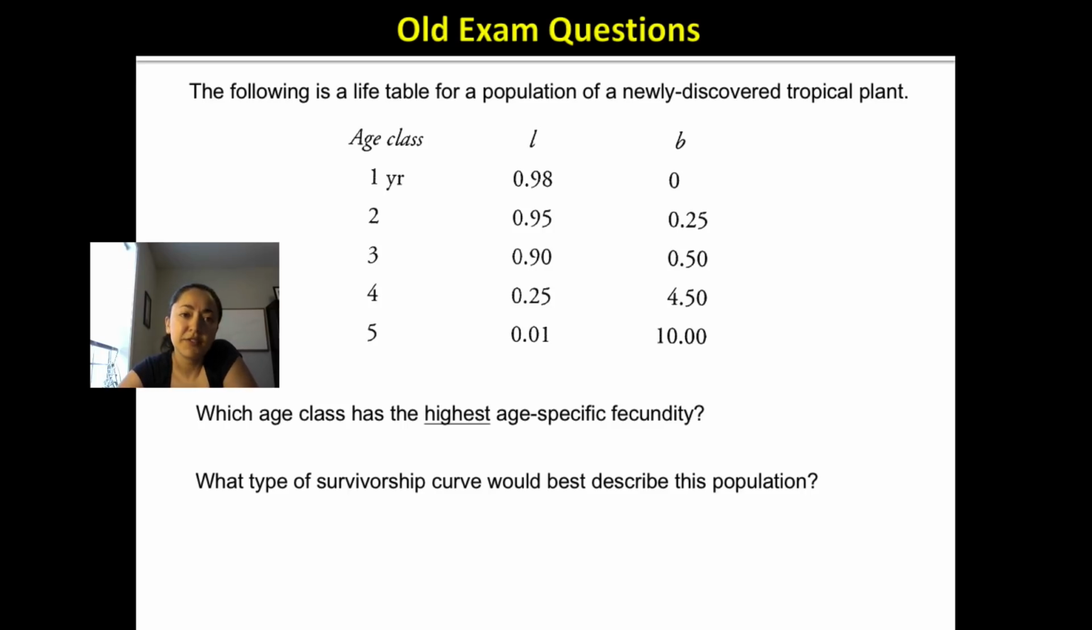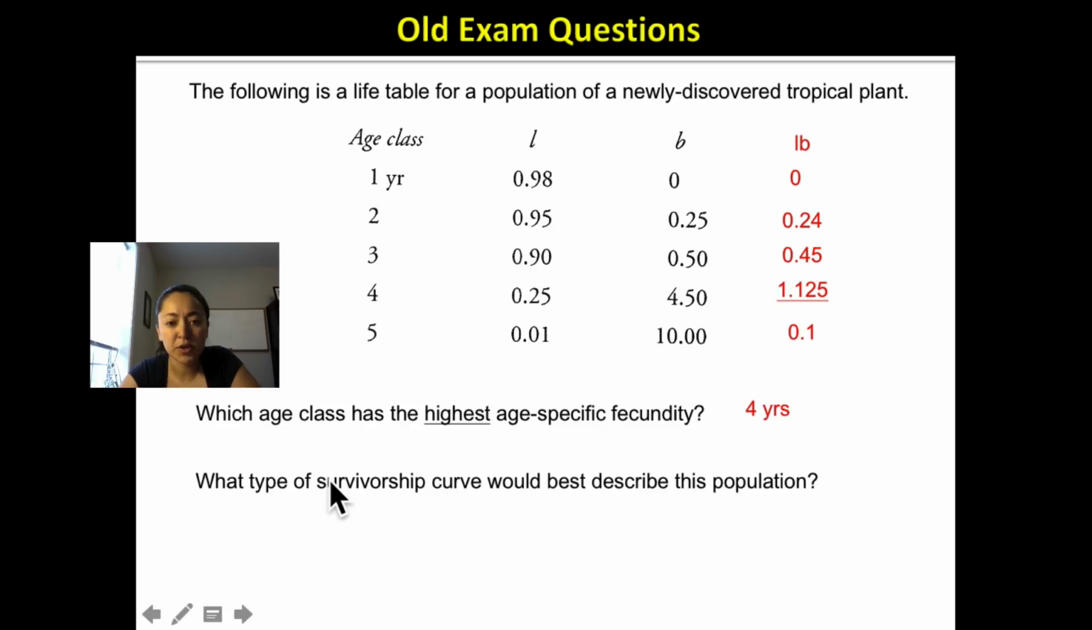The following is a life table for a population of a newly discovered tropical plant. Which age class has the highest age-specific fecundity? So remember, to calculate the age-specific fecundity, you need to calculate the LB column, because LB represents age-specific fecundity. So I take 0.98 multiplied by 0, I would get 0, and so forth. Which one has the highest age-specific fecundity? Well, our highest age-specific fecundity is 1.125, and that's the 4-year-olds.